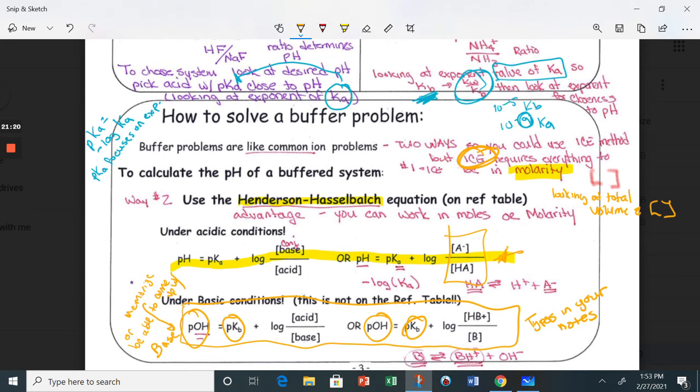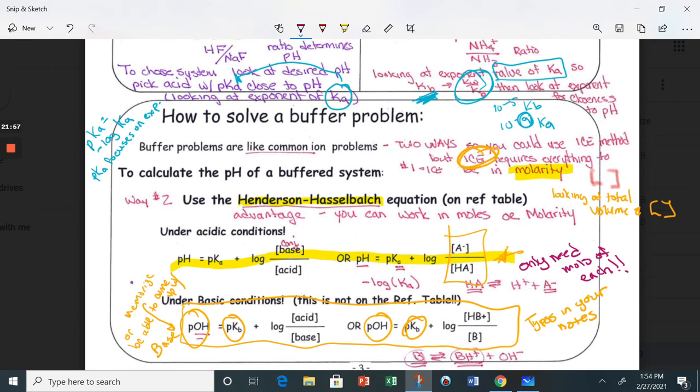Right? Now, this is Miss Silvestri's favorite way of doing it. I know this says concentration, but in actuality, you only need number of moles. And there is a particular way you figure out the moles of each. All right, so just keep that in mind. I will show you both ways.